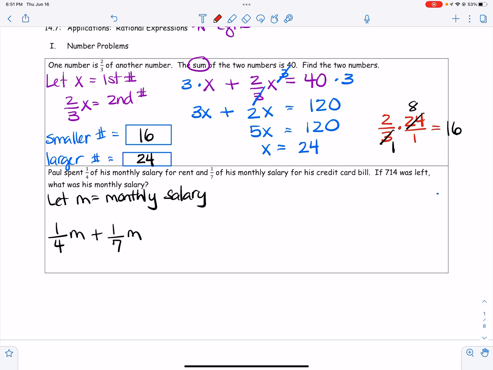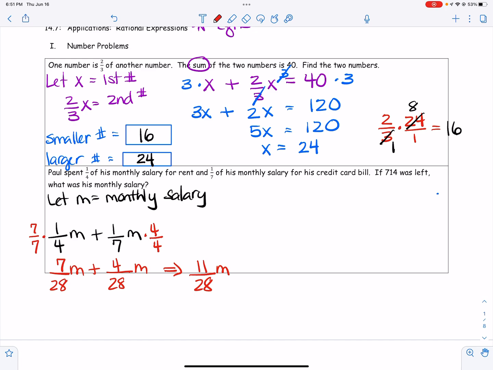Now this is an expression, so I'm not solving anything. I'm just determining how much of his monthly salary he's already spent. So I'm going to get that common denominator of 28, so that I have 7/28 M plus 4/28 M, and that tells me that he has already spent 11/28 of his monthly salary on those two items.